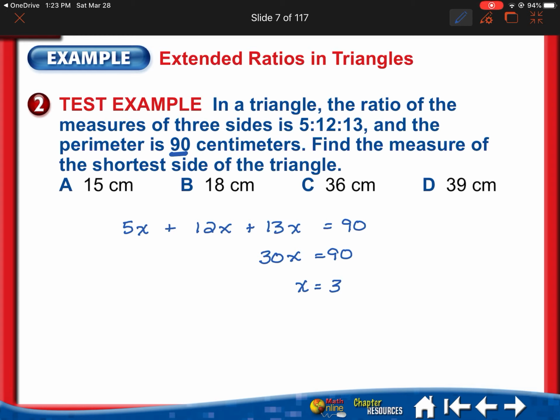If you notice, that's none of our answers. So what we have to do, it says find the measure of the shortest side. So I could find the length of each side, but if I'm taking 5 times x, 12 times x, and 13 times x, 5 times whatever x is going to be our smallest side. So 5 times 3 is equal to 15. So 15 centimeters is our solution for that one. Take another moment, try the your turn, pause the video, and then come back and we'll do that one together.